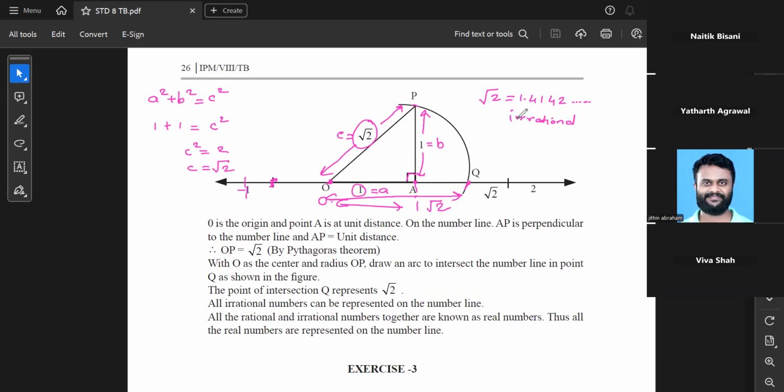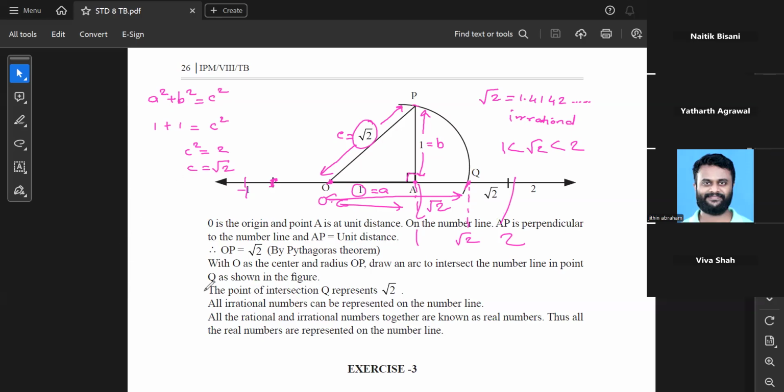Now logically speaking, root 2 is 1.414, which is definitely greater than 1 and less than 2. So on the number line between 1 and 2, you can find root 2. I'm just giving you a logical approach to find root 2 on the number line. It will be somewhere between 1 and 2. Exactly speaking, 1.4142.